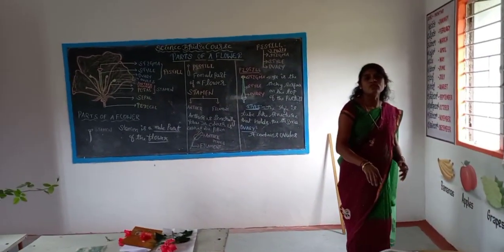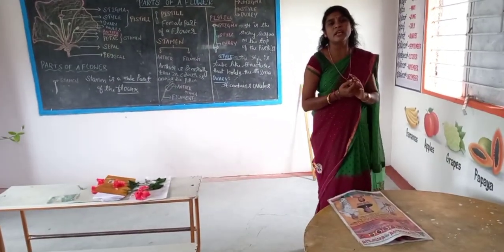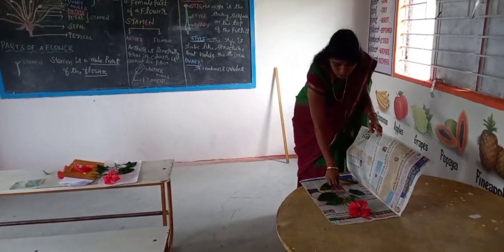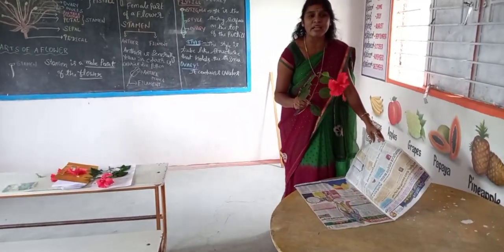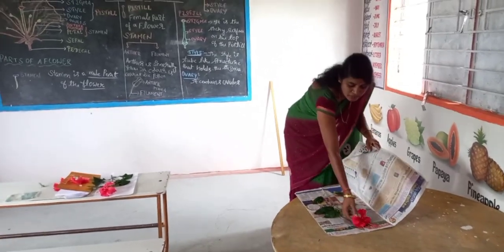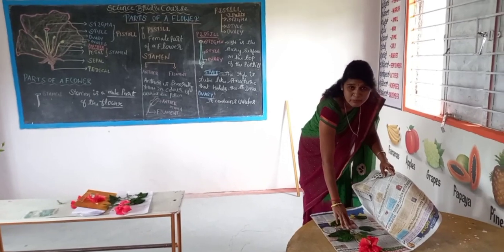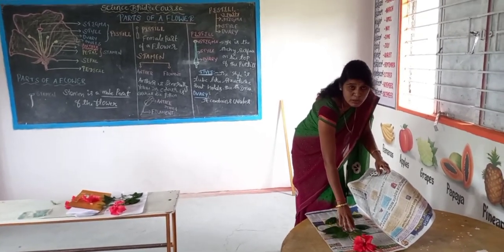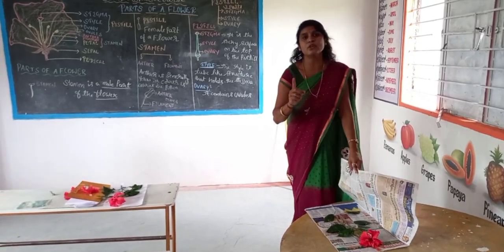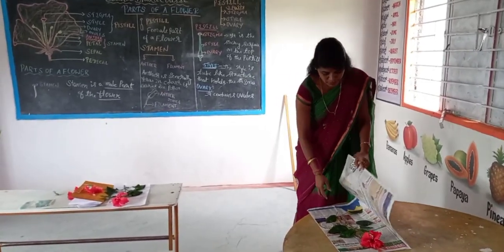What is the use of changing the newspaper regularly? The twig will not turn black. If we keep it in the same newspaper, the flower and the leaves become blackish due to the moisture. So every day, for up to one week, you should change the newspaper.